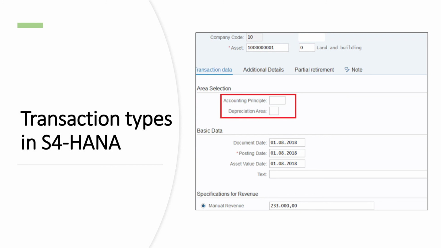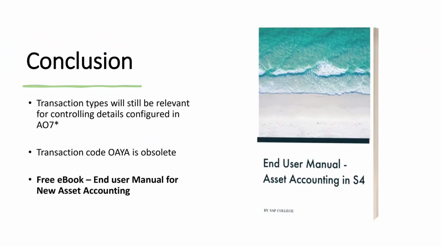Now if you want to know more about what has been changed in end user transaction codes and how it is impacting the back end, then you can read this free ebook, the end user manual for new asset accounting, where we have compared ECC to S4, how it was before in ECC, how we have to run the end user transactions, and how it has changed now in S4 HANA with new asset accounting.